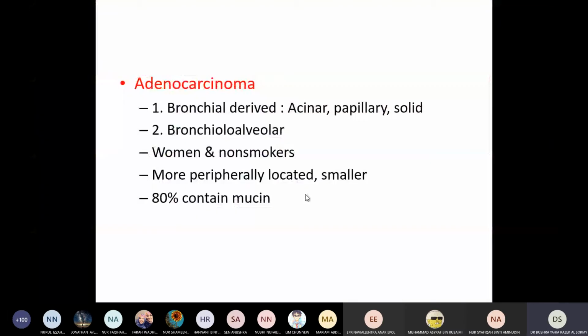Okay, for adenocarcinoma, it is bronchial derived, it is from the bronchus, okay, and it is in the form of acinar, papillary, or solid, okay.